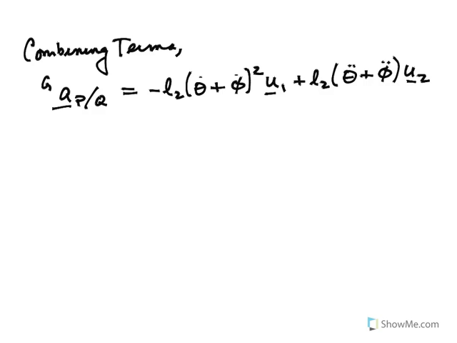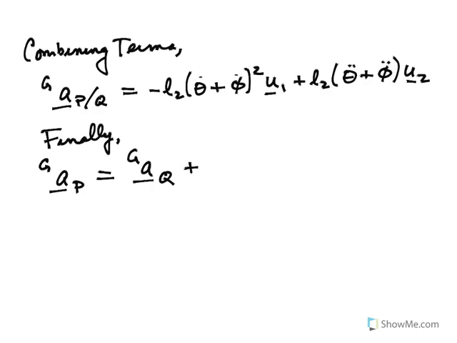So then we have to take the two expressions that we've gotten, one for the acceleration of Q as viewed by an observer fixed to the ground, and the other one for the acceleration of P relative to Q as viewed by an observer fixed to the ground, and we get the total acceleration, which is the sum of these two. So the acceleration of P as viewed by an observer fixed to the ground is equal to the acceleration of Q as viewed by an observer fixed to the ground plus the acceleration of P relative to Q as viewed by an observer fixed to the ground.